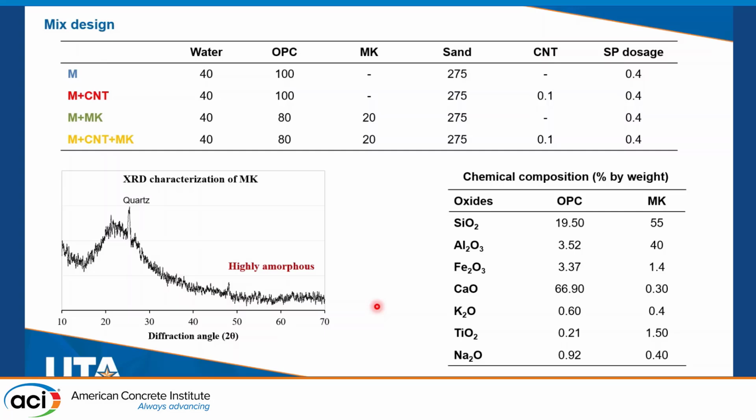As mentioned in my first slide, metakaolin is a highly amorphous aluminosilicate. From the chemical composition, we can see that, yes, metakaolin consists mainly of silica and alumina. And from the XRD characterization that we have performed for a commercial metakaolin, we found it to be highly amorphous. We saw only one crystalline peak corresponding to quartz.